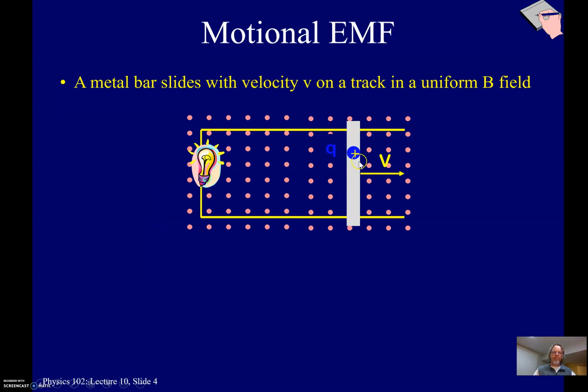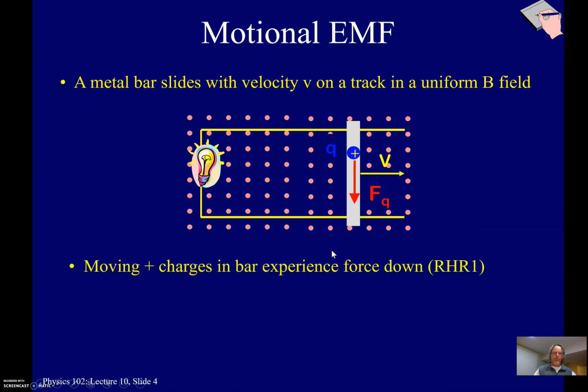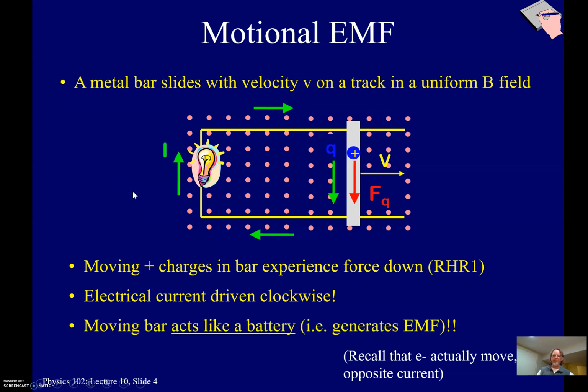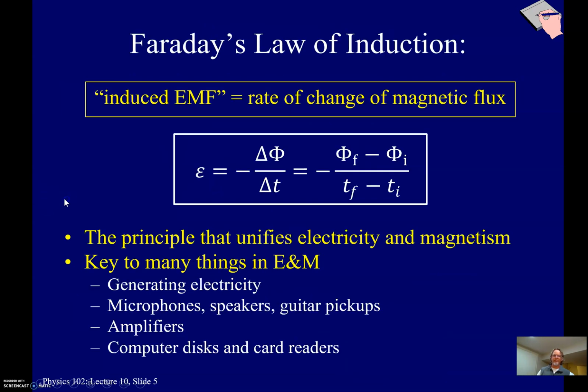There are charges in here that were stationary, and some still are, but because it moved that way, there was a magnetic force that pushed them downward as a result. That's the first right-hand rule. So that positive charge experiences a force downward, and the current is driven clockwise through this thing. And they said, let there be light. Okay? So electrons move, but they move in the opposite direction. That's your left-hand rule. We just talked about that a second ago. So the bar acts kind of like a source of potential. It generates an EMF.